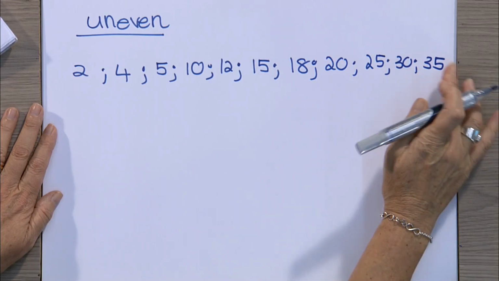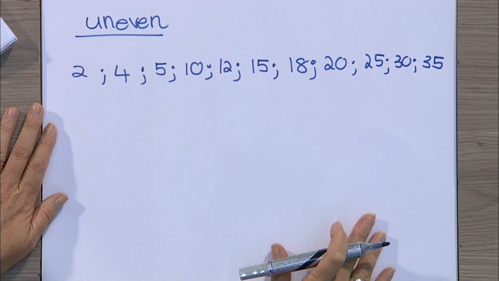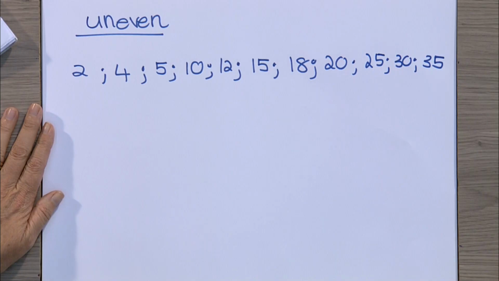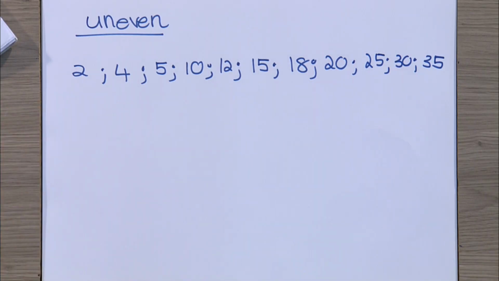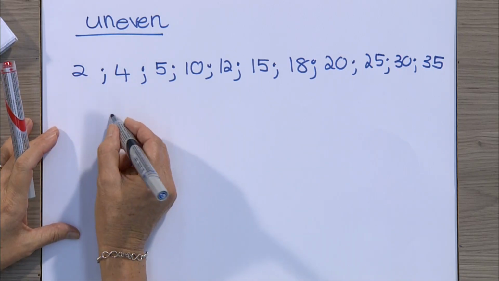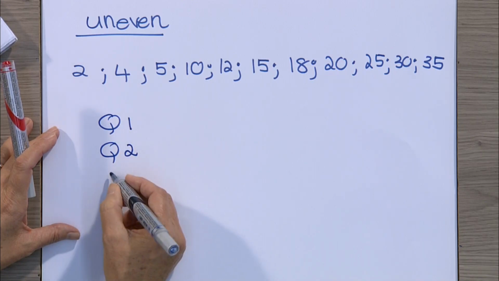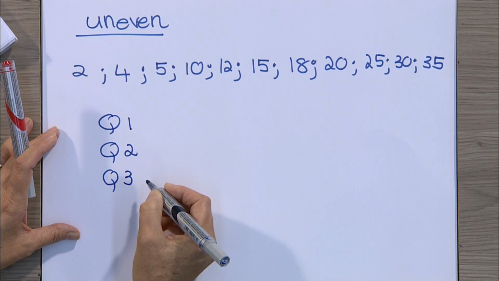Okay, let's just count to see: 1, 2, 3, 4, 5, 6, 7, 8, 9, 10, 11. Uneven. Okay, so we are going to do the following. We are going to work out the quartiles. So we get quartile 1, we get quartile 2, we get quartile 3.